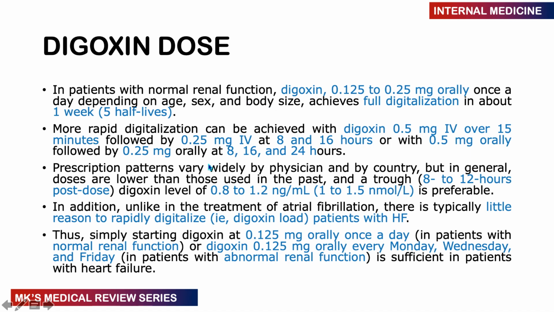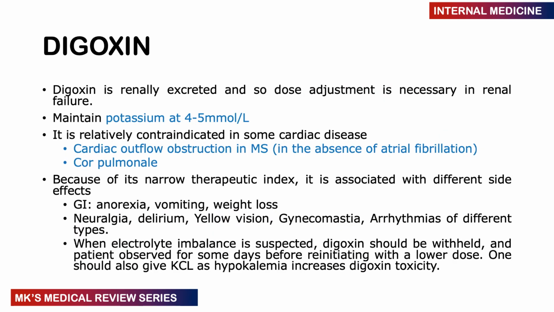And remember that these prescription patterns are going to vary widely based on the different countries, even in different hospitals and different physicians. But generally, the doses are lower than what we used to use in the past. The trough, which is 6 to 8 hours after the dose, is preferred to be roughly about 0.8 to 1.2 nanograms per mL. So generally, we don't need to rapidly digitize our patients. Just giving them 0.125 once a day if they have normal renal function, or 0.125 on Monday, Wednesday, and Friday for those that have abnormal renal function, could be sufficient in your patients with heart failure.